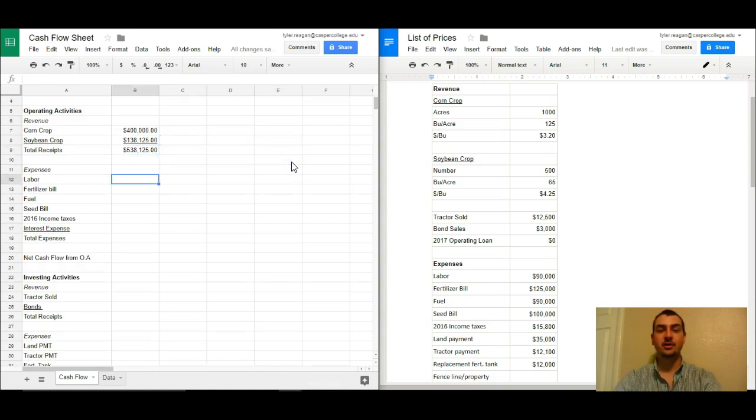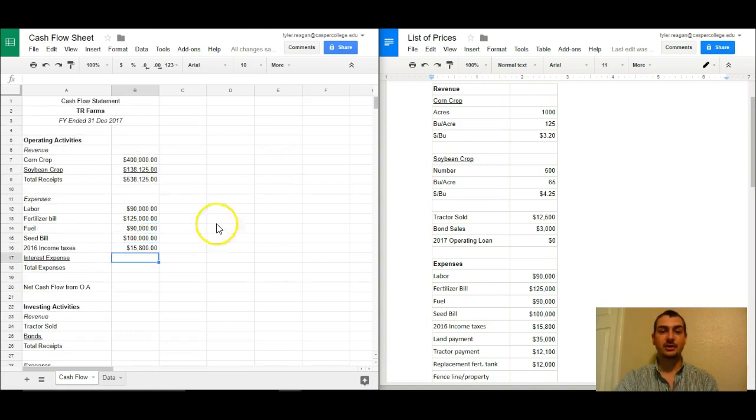We need to go ahead and enter in our operating activity expenses. So we have labor of 90,000, fertilizer bill of 125,000. We have fuel of again 90,000, seed bill of 100,000. Income taxes is 15,800, and that is 2016's income taxes, meaning these are the income taxes from the previous year, because if you remember and you look at the date, we're operating in 2017, so we take the 2016 tax bill and pay it in 2017. Then we have this interest expense.